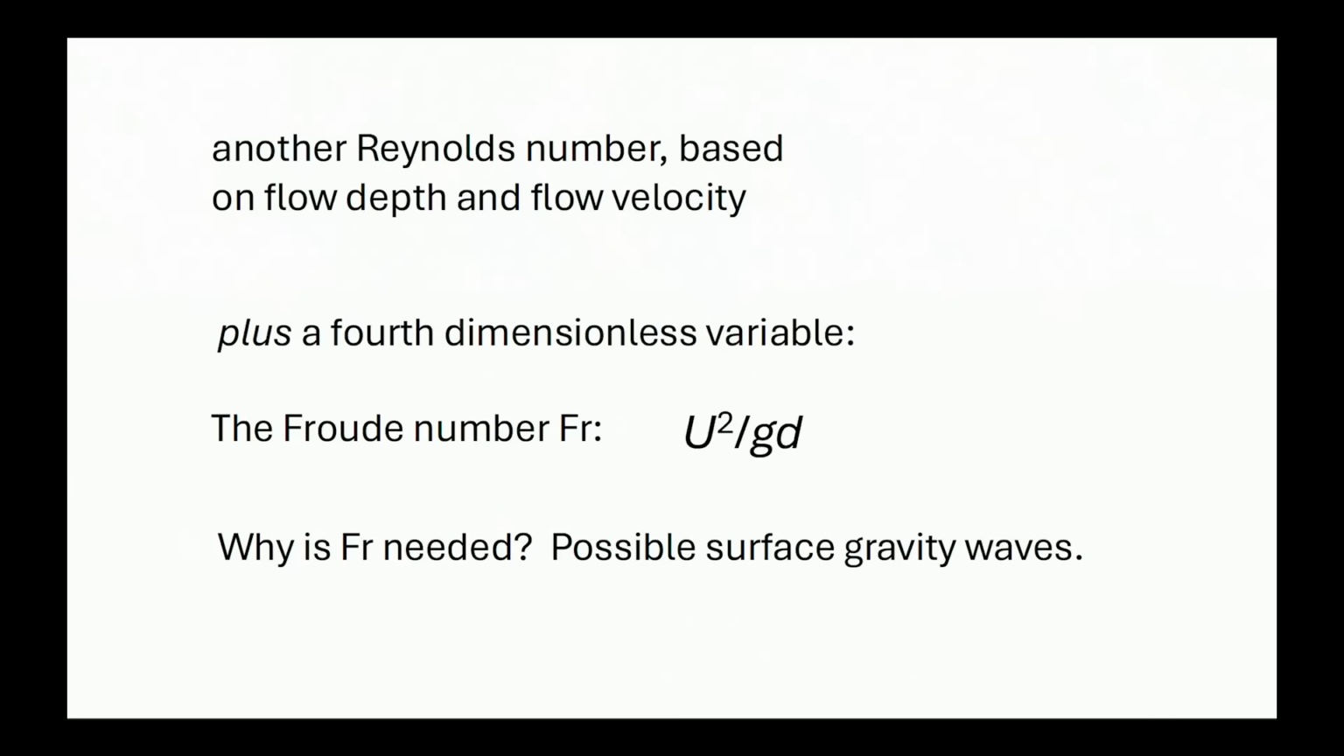So we have another Reynolds number. This one would be based on flow depth and flow velocity. There are lots of Reynolds numbers around based on depth and flow. But we need another one. It's called the Froude number, and it has g in it, u squared over gd. Sometimes people take the square root of that and call that the Froude number. Anyway, because of certain possible surface gravity waves.